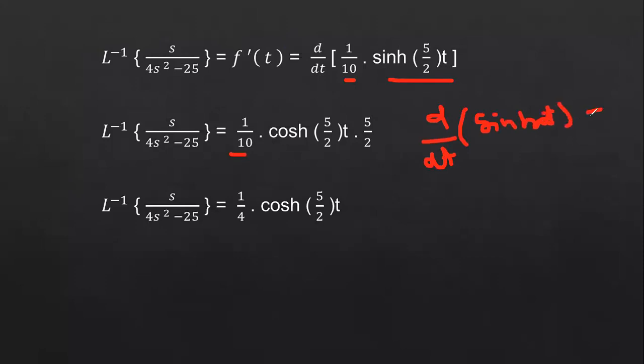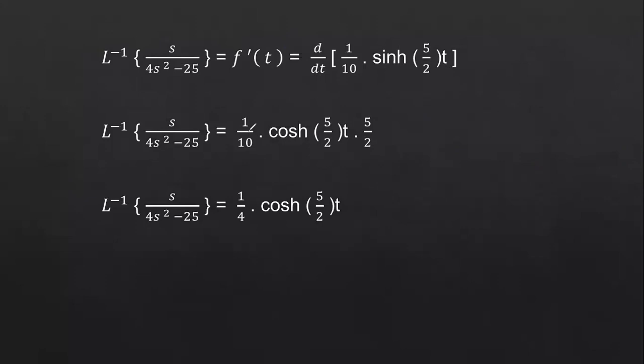what is the differentiation of sinh at? It is nothing but cosh at into the t coefficient value. What is the t coefficient value? a. So here the a value is equal to 5 by 2. So cosh at into a. So the a value is 5 by 2. That's why you have written this 5 by 2.